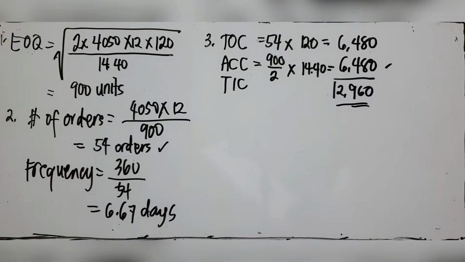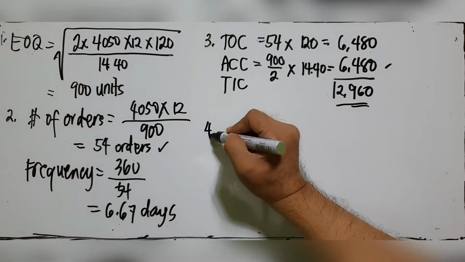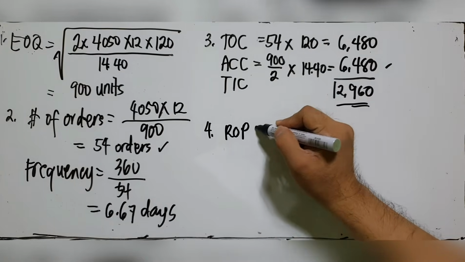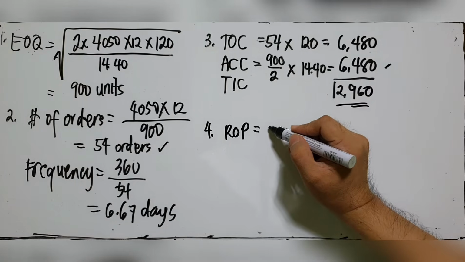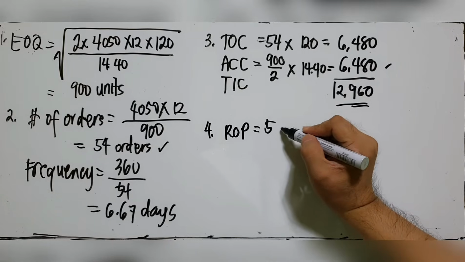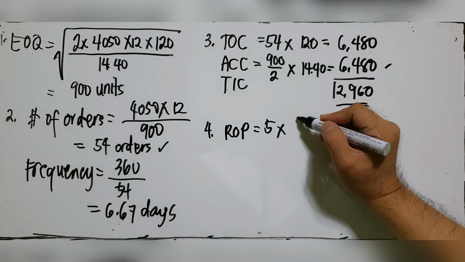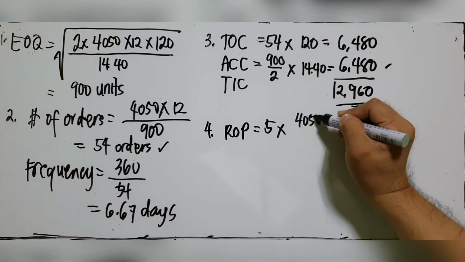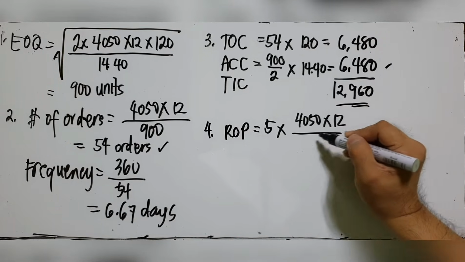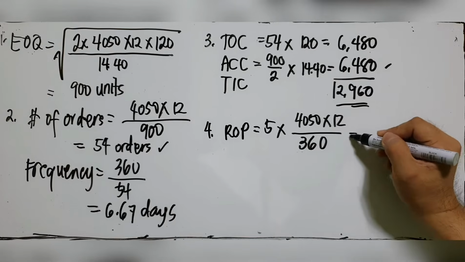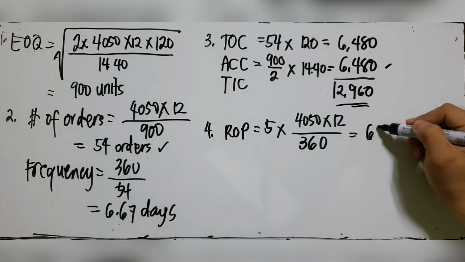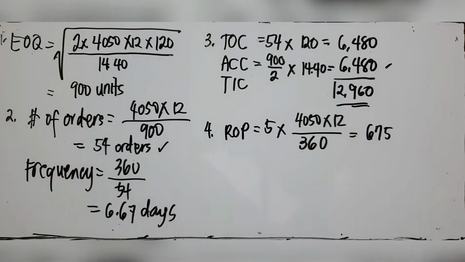And then for number 4, we are asked for the reorder point. Number 4, reorder point natin ay lead time. The lead time is 5 days. Multiply natin ang daily usage. So, to get the daily usage, 4,050 times 12 divided by 360. So, your reorder point is 675 units. Okay? That is for number 4.